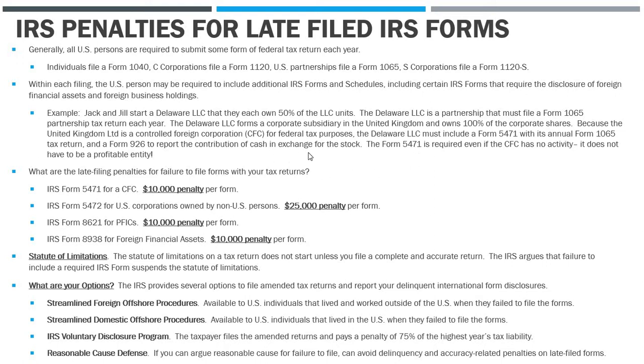So what are some of the late filing penalties if you fail to include these? Well, they're quite severe, right? So a 5471 for a CFC is a $10,000 penalty per form. Form 5472, that's filed for U.S. corporations or foreign-owned U.S. disregarded entities. That penalty is $25,000 per form.